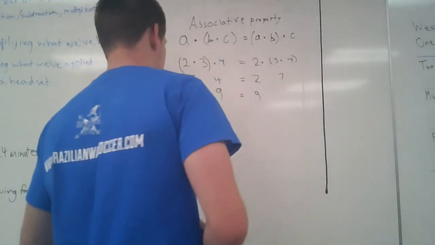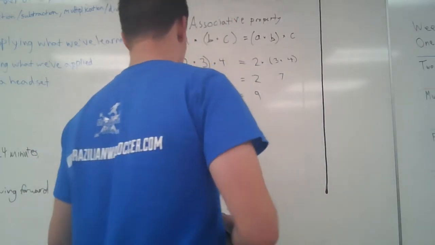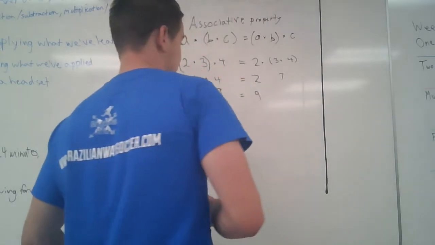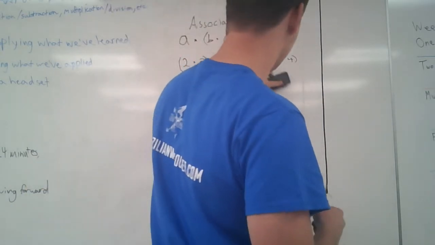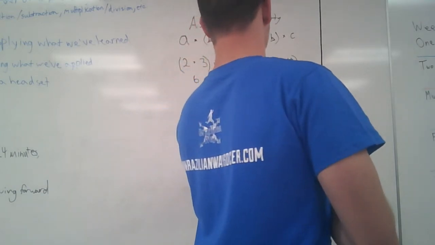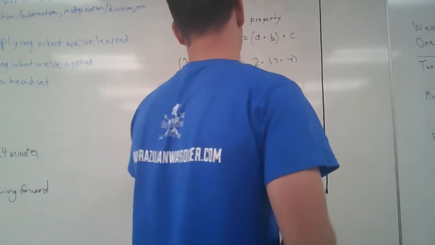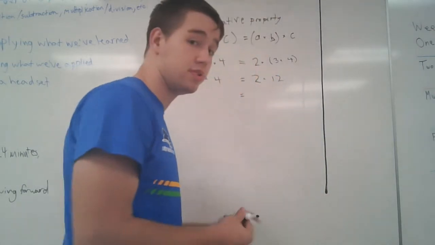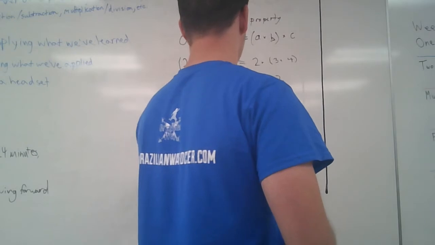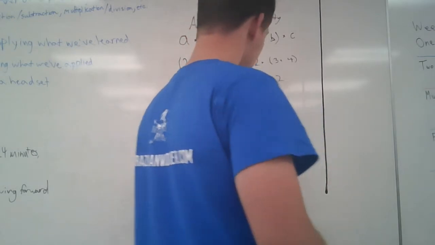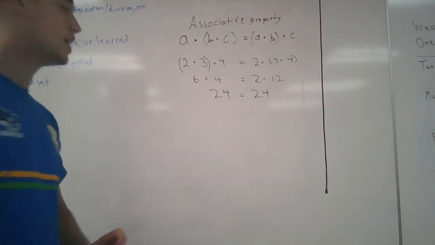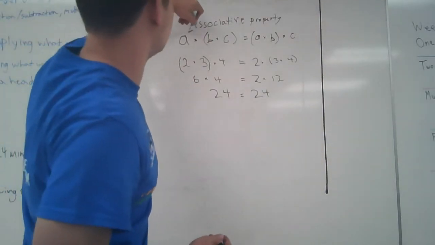If you do the math, instead of getting 5 and 4, you get 6 and 4. And instead of getting 2 and 7, you get 2 and 12. And now, instead of 9s, these become 24s, but the main point of this is that it doesn't matter if you do the left and right operation first or second. So for addition and multiplication, they are associative.